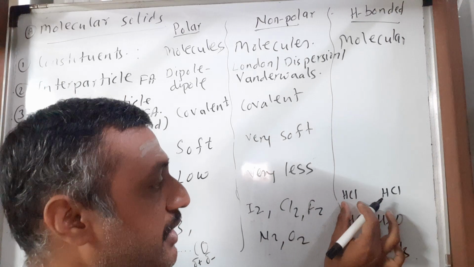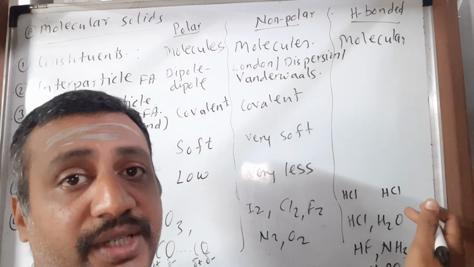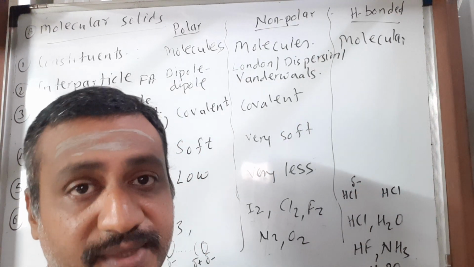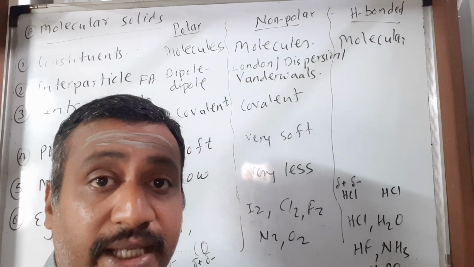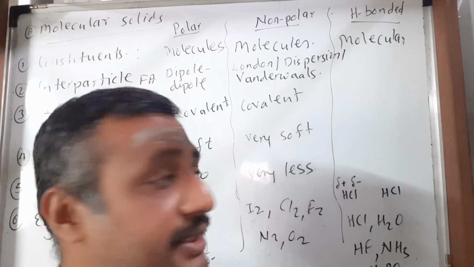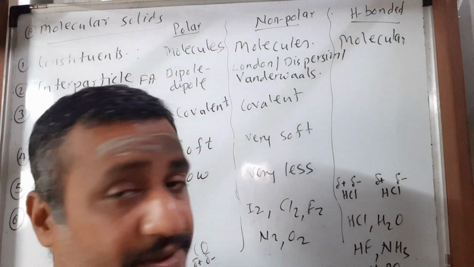In between hydrogen and chlorine, there is an electron pair, and that electron pair is shifted towards the chlorine. So chlorine will carry a partial negative charge, correct? And hydrogen will carry the partial positive charge. Same is the story of another hydrochloric acid molecule, HCl. So this chlorine is partial negative, this hydrogen is partial positive.